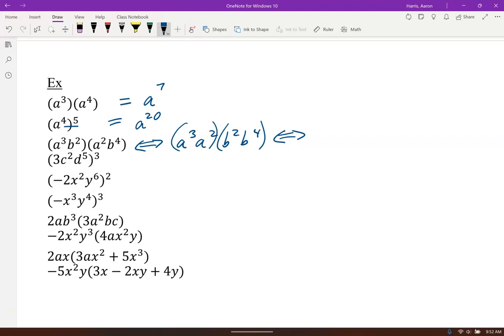All right, so I'm going to do those and then those. A to the third, a squared, that's a to the 3 plus 2. 2 plus 4 for the b's, 6. So that's a to the 5, b to the 6th.